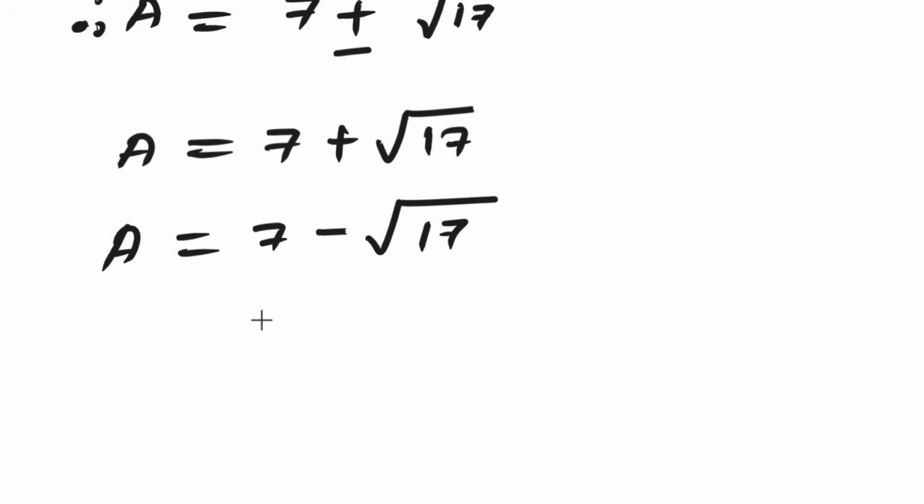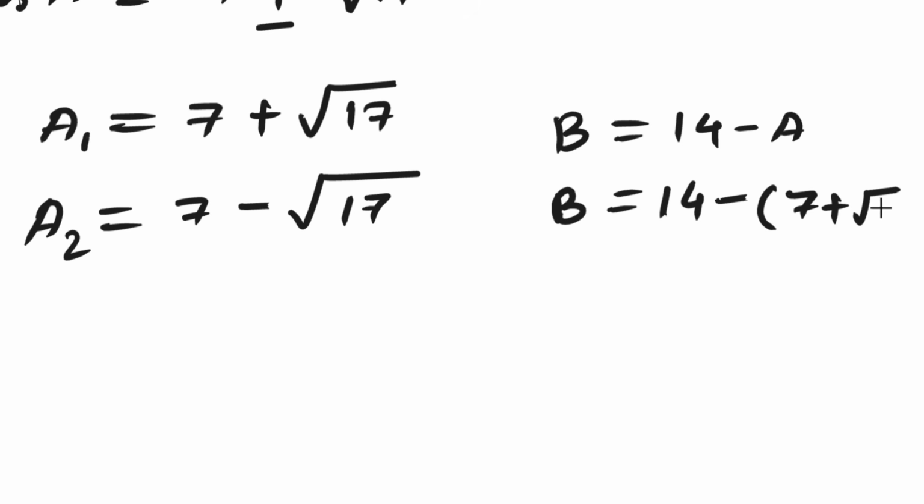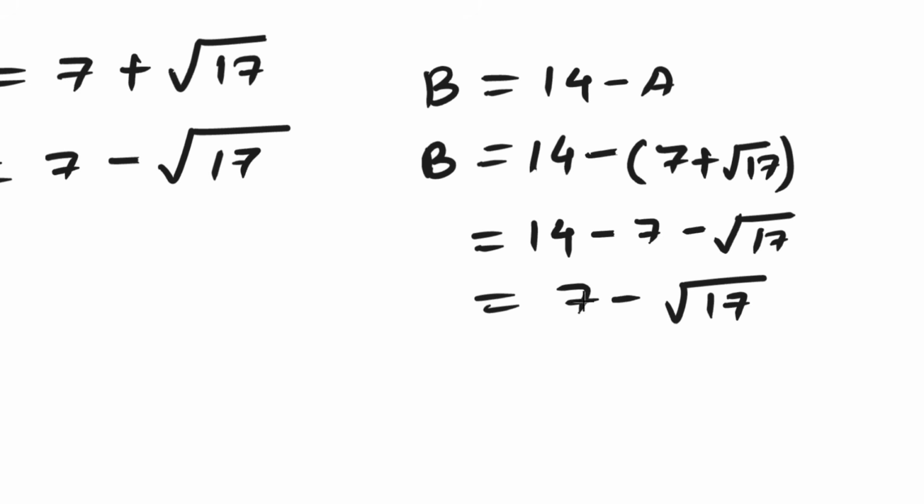Now, let's find the corresponding values of b. Recall from equation 1 that b equals 14 minus a. First, substitute the value a equals 7 plus the square root of 17. This gives b equals 14 minus the quantity 7 plus the square root of 17. Removing the bracket carefully, we get 14 minus 7 minus the square root of 17, which simplifies to 7 minus the square root of 17.